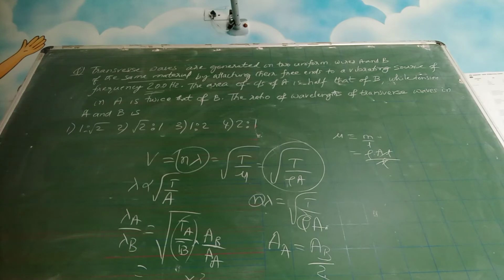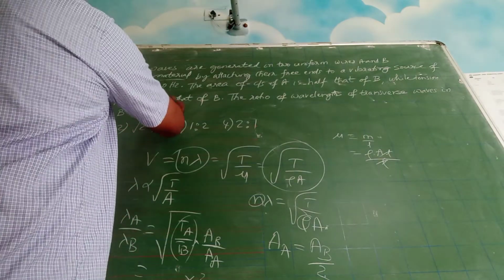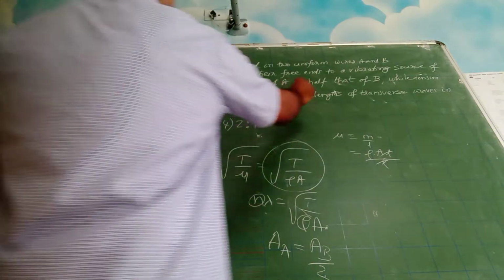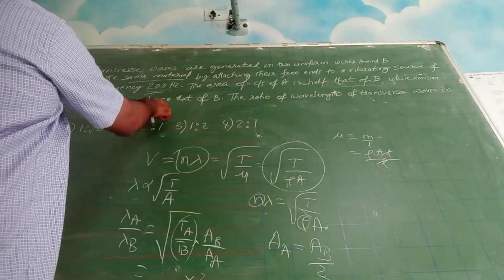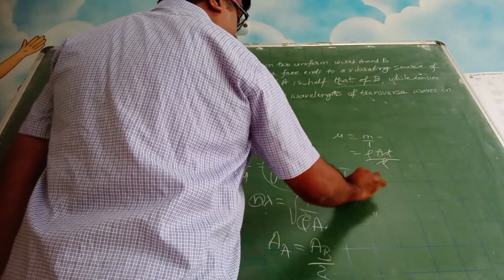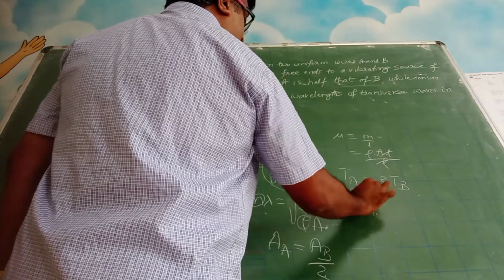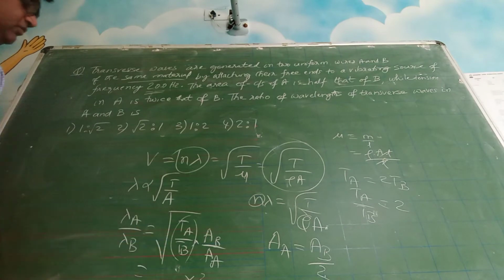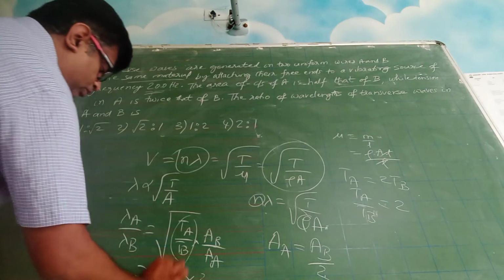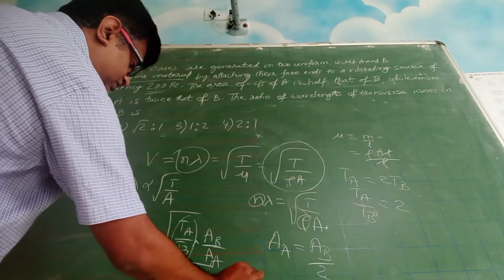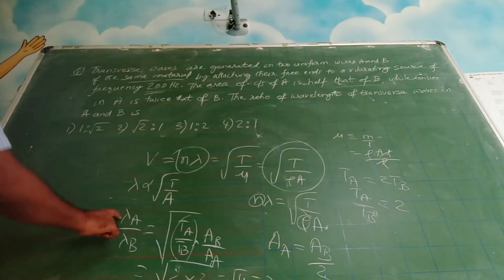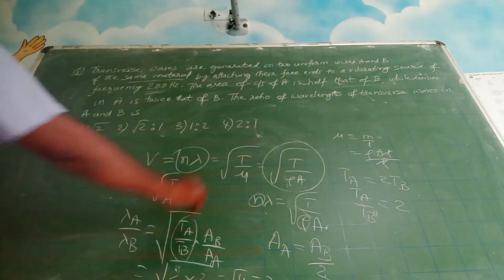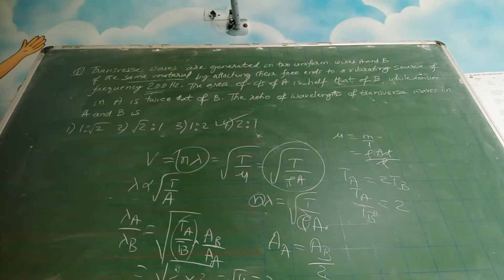Alright. And what else is given? Tension ratios is given, I think. No? Tension of A is twice that of B. So TA by TB is equal to 2. So it is root over 2 into 2, root over 4, which is 2. So lambda A by lambda B will be 2 divided by 1, or 2:1. Any option? Option 4.